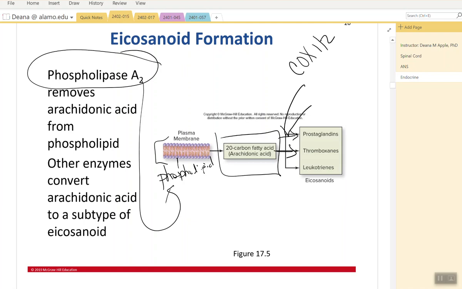COX inhibitors act here to prevent the conversion of arachidonic acid to prostaglandins.